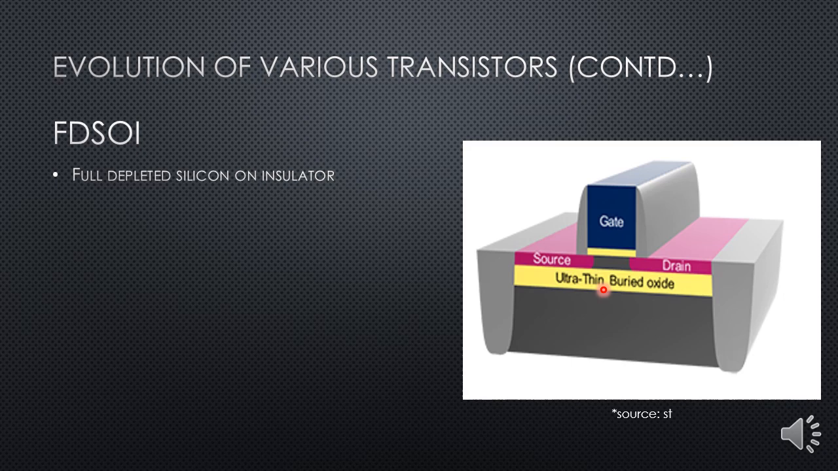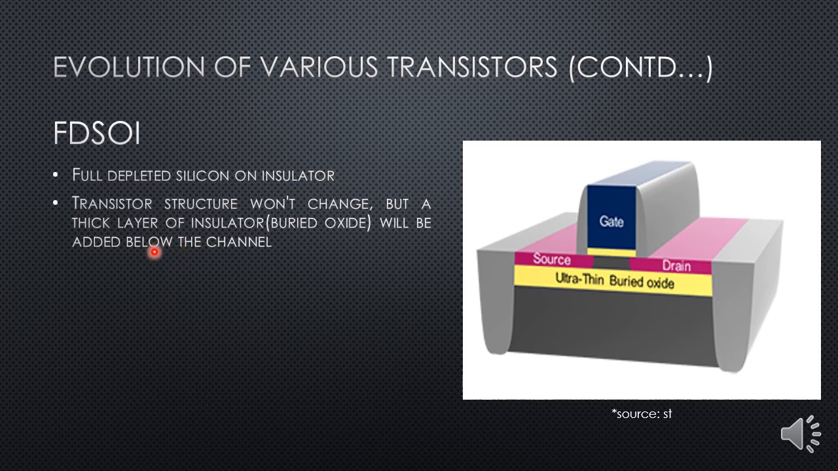As the channel is very thin, we don't need to do any doping to the channel, and that's why we call it fully depleted. That's the reason we call it fully depleted silicon on insulator. As I said, the transistor structure won't change, but a thick layer of insulator is added below the channel. We have a buried oxide layer present underneath. That's the only basic difference between that one and this.